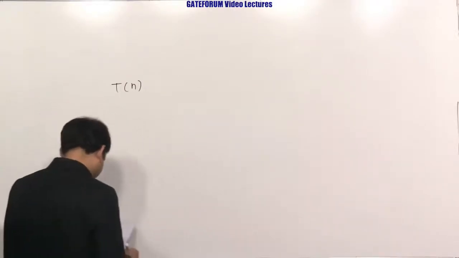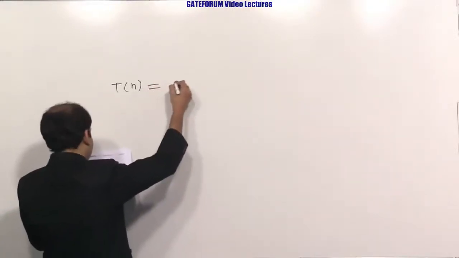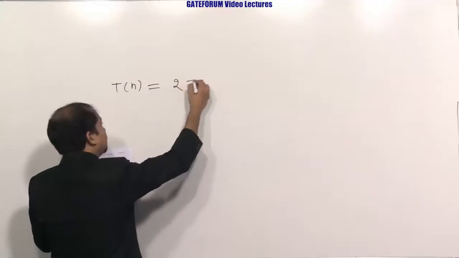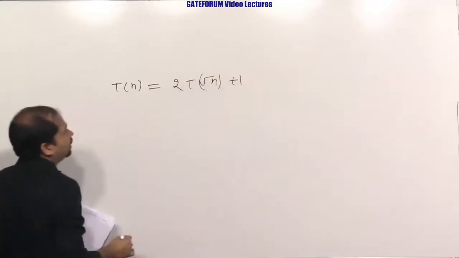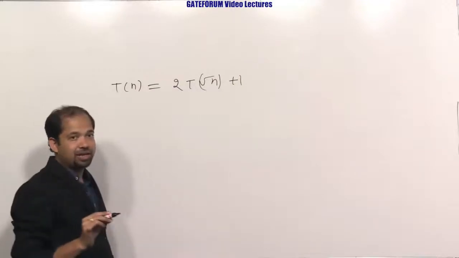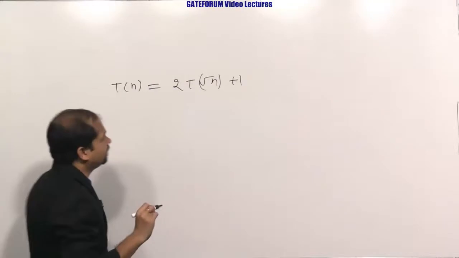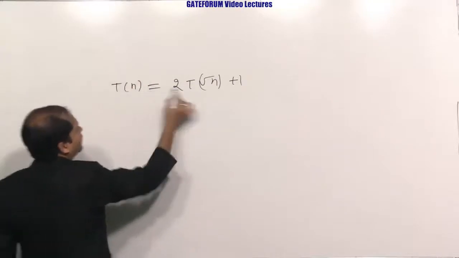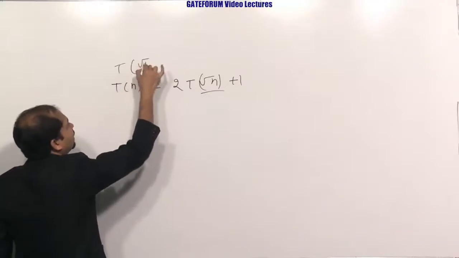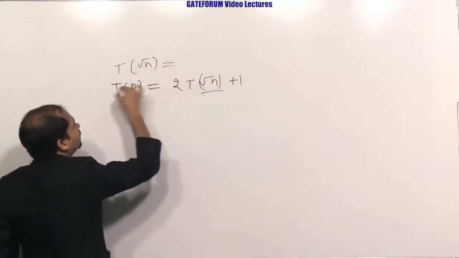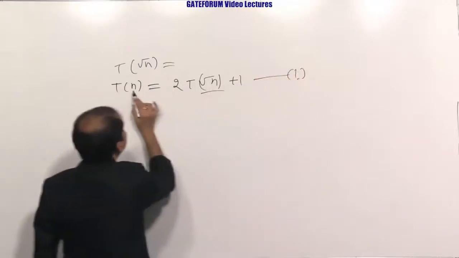It is like T(n) = T(root n) plus 1, and this is the base case: when n is less than or equal to 2, the T(n) value is 2. So we will not use the base case. Now T(n) is calling T(root n), so in place of n, if you pass root n in this function, in equation 1 what we are doing is replacing n by root n.